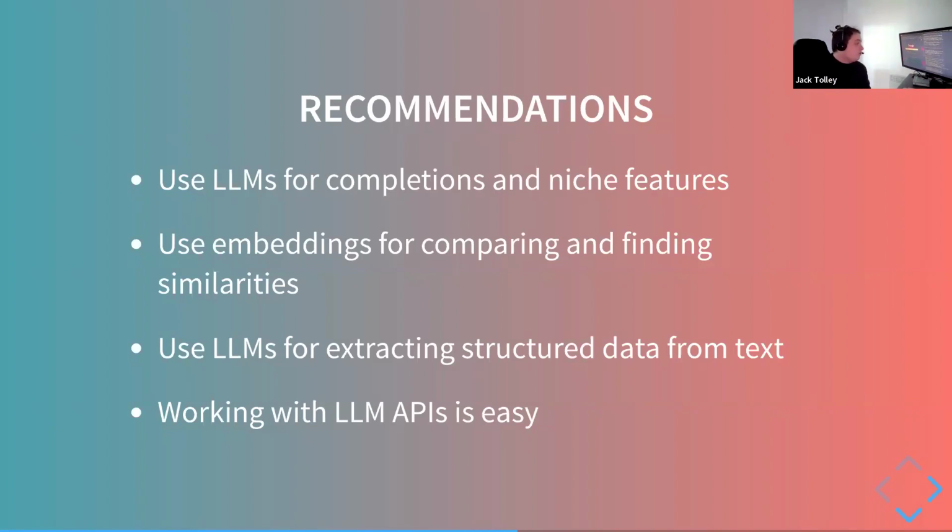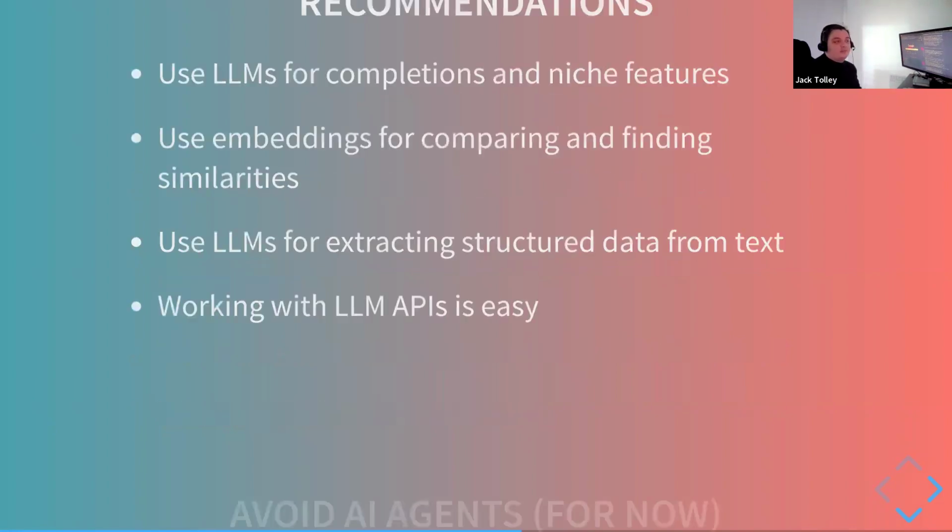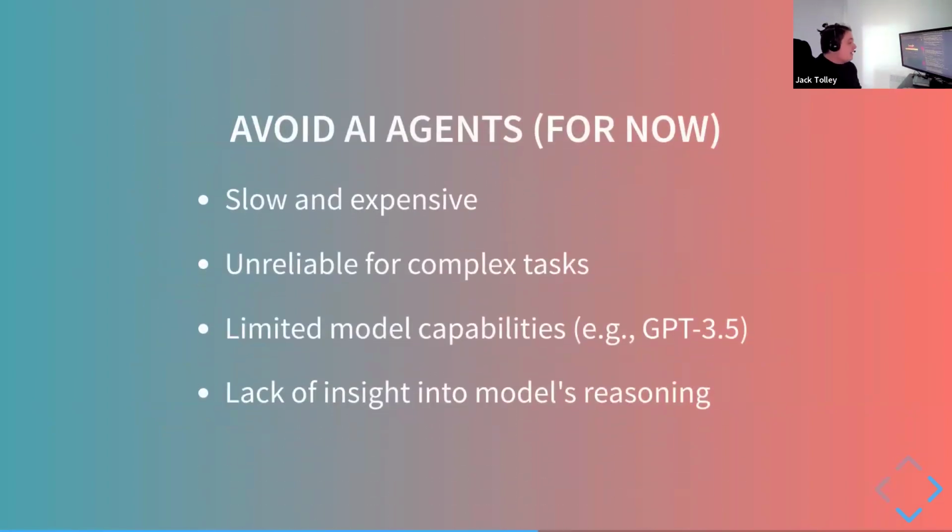And if there's one thing I want you to take away for now, it's this. Don't jump into AI agents, not yet. They're slow, they're expensive, they're unreliable. I used the OpenAI Assistance API to build my Google Calendar agent, and it was a nightmare.